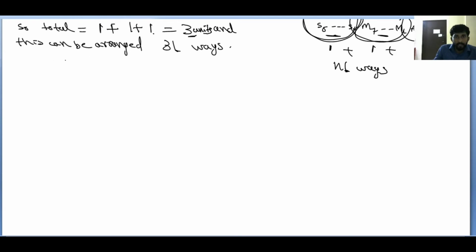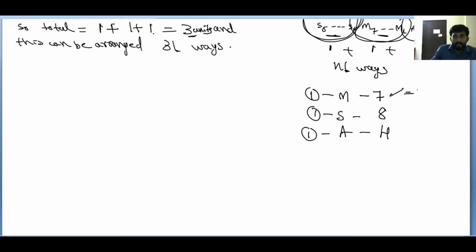Now come to those 3 units. How did you get those 3 units? In those 3 units, 1 unit is maths books. How many maths books are there? 7 maths books. Another unit is stat books. How many stat books are there? 8 stat books. One more unit is accountancy books. How many accountancy books? 4 accountancy books. 7 maths books can be arranged in how many ways? 7 factorial ways, right? 8 stat books can be arranged in 8 factorial ways, and 4 accountancy books can be arranged in 4 factorial ways. Yes or no? 3 objects are there, and those 3 objects can be arranged in 3 factorial ways.